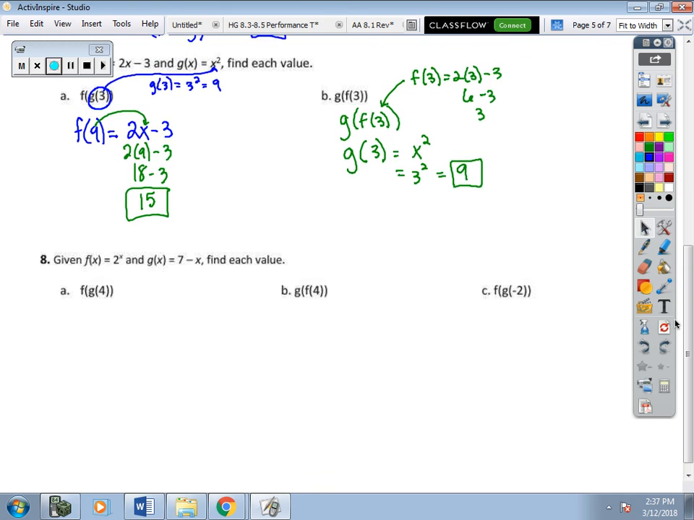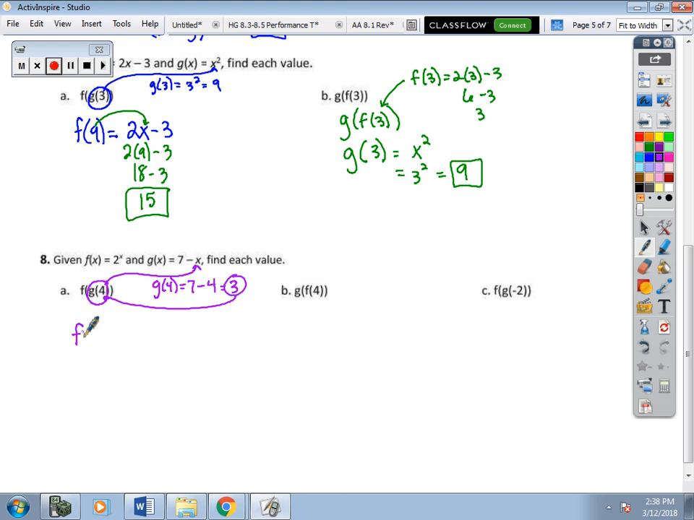Now down below, for number 8, you'll just notice that we have an exponential function. We have something being raised to the x power, which makes it just a little bit different, but really the same concept still. Still starting at the inside of your composition of functions, g of 4. So we're going to plug 4 in for the g of x function. G of 4 would equal 7 minus 4, which is 3.